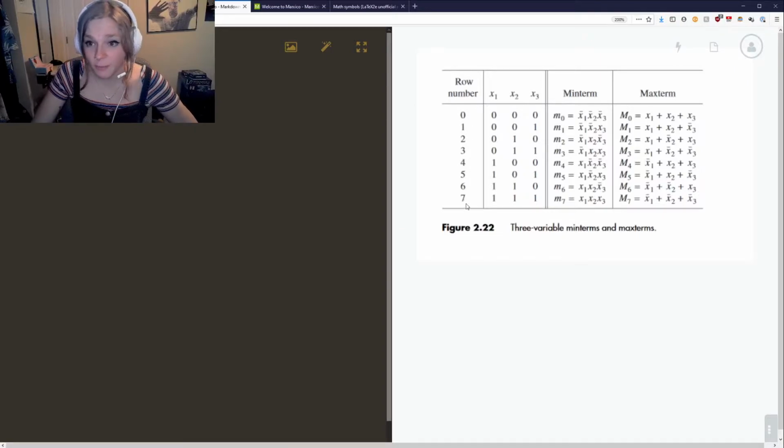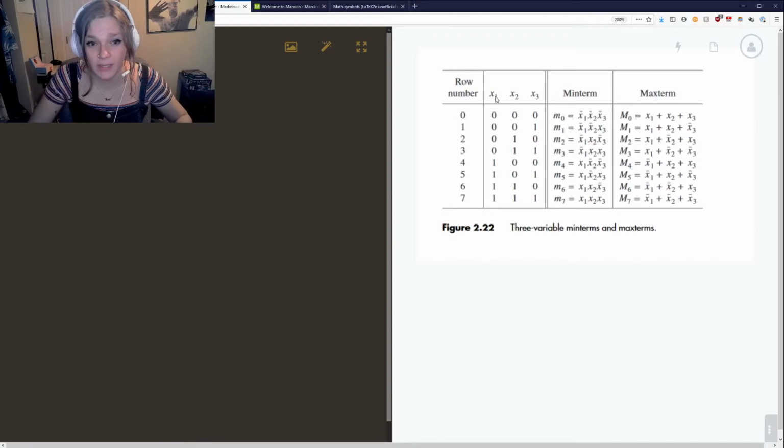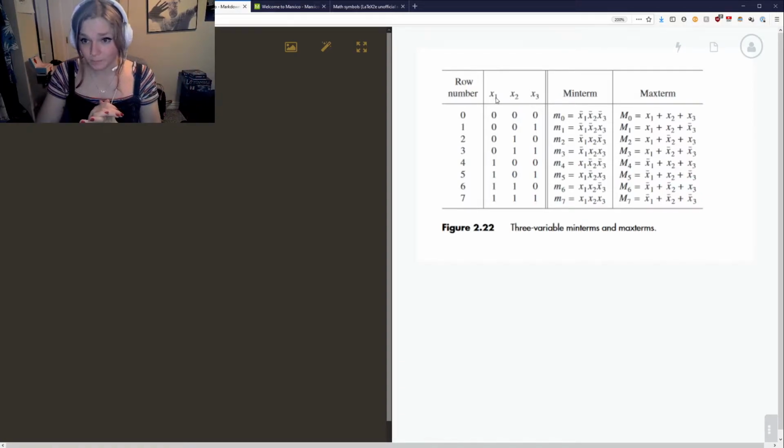The way you can think of the row number is if we took these 3 digits and turned them into a decimal number. So 0, 0, 0 obviously is 0, that's our row number. 1, 0, 0, if we convert that to a decimal number, is 4, because this 1 is in the second place, so 2 squared is 4, and that gives us our row number 4. That's just a quick way to convert between the row number and the equation for your variables.